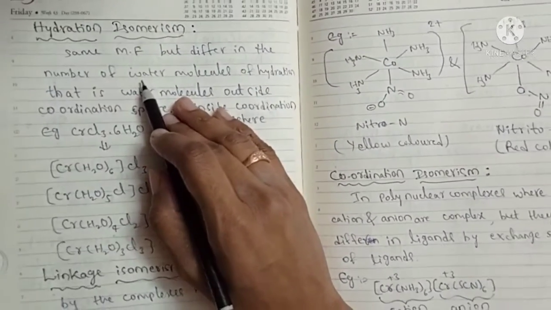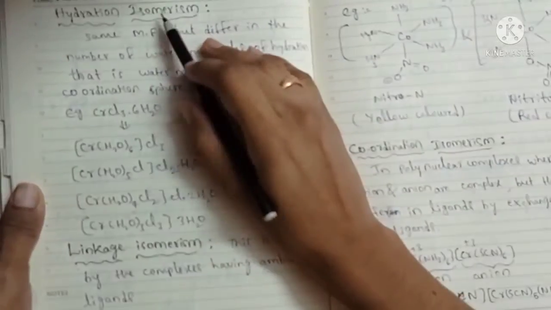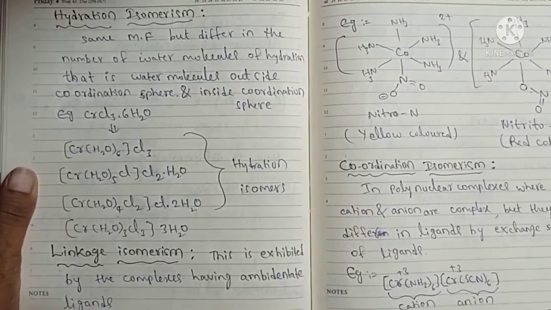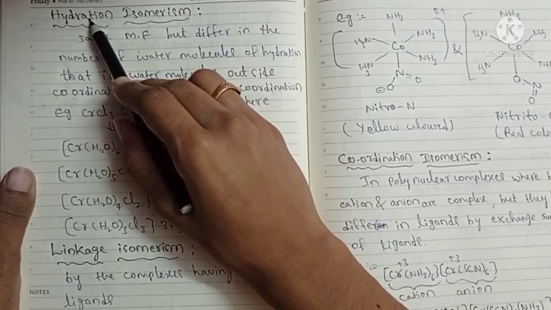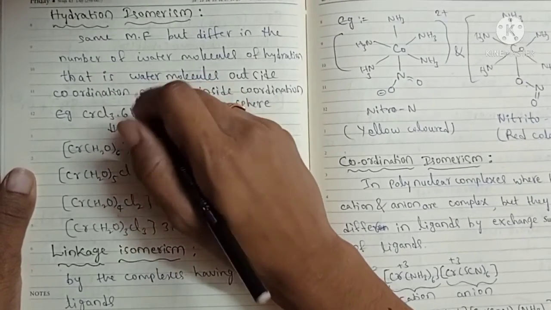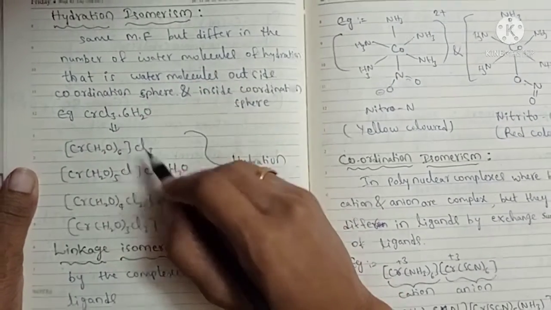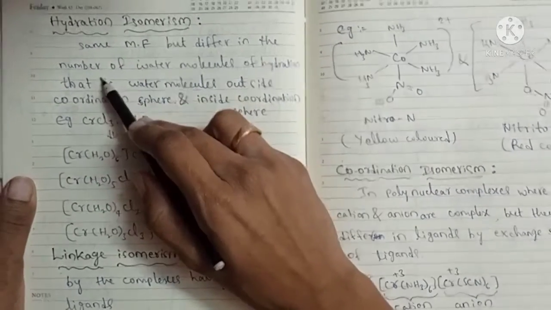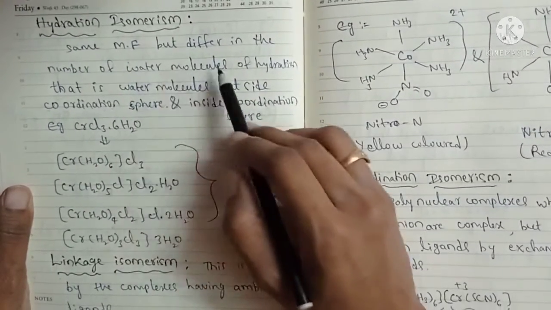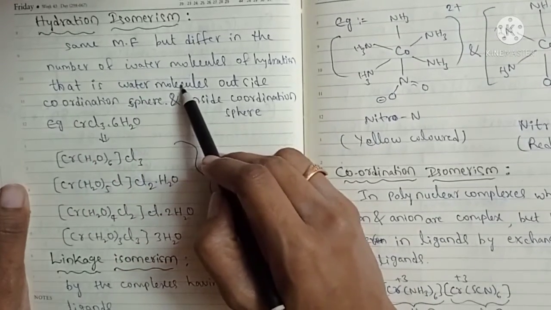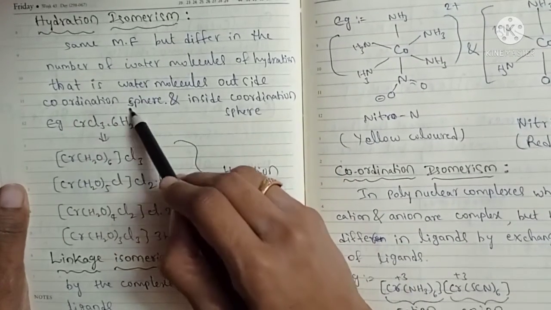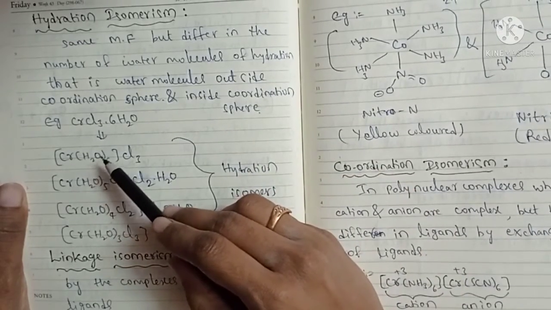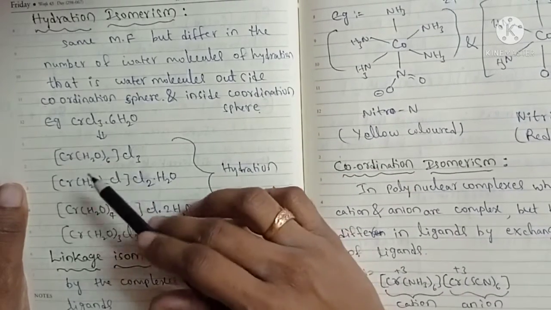Next, hydration isomerism. Let us see another type, hydration isomerism. It is in the name only: hydration means addition of water. So the water molecules will differ inside and outside the sphere. For example, the same molecular formula but differing in the number of water molecules of hydration, that is, water molecules outside the coordination sphere and inside the coordination sphere. So the number of water molecules will be different outside and inside the coordination sphere.